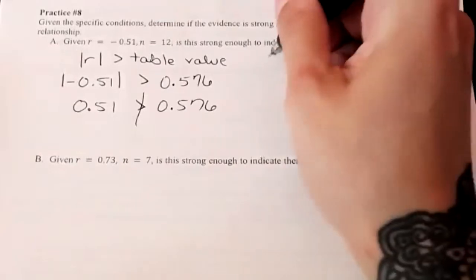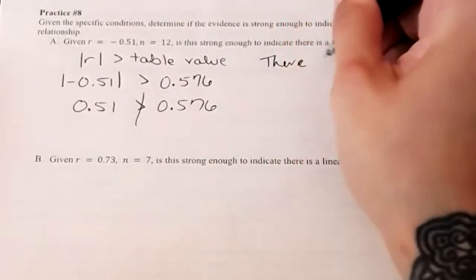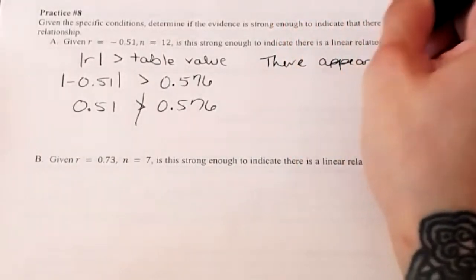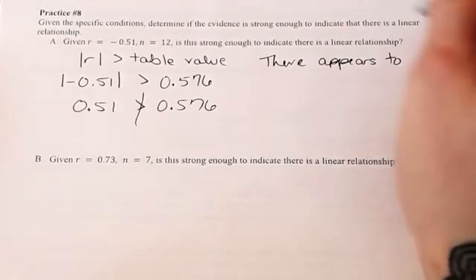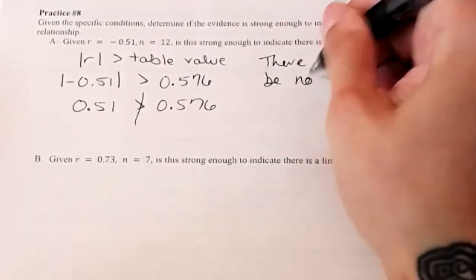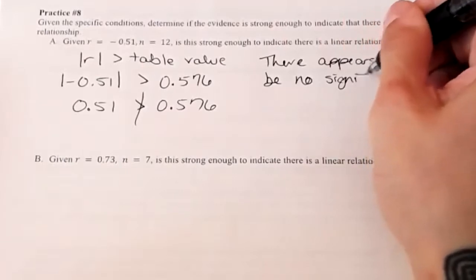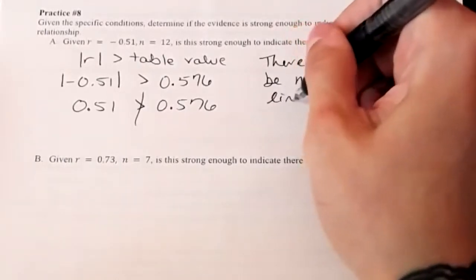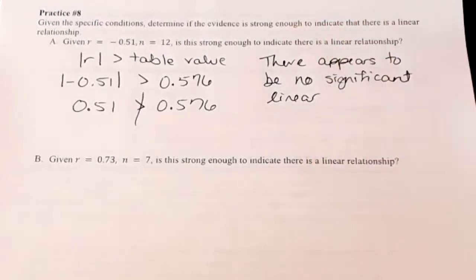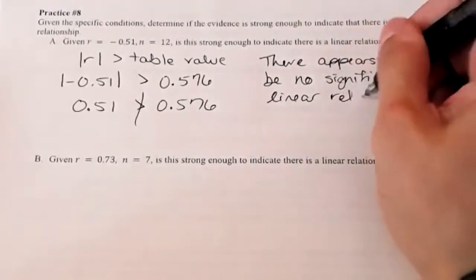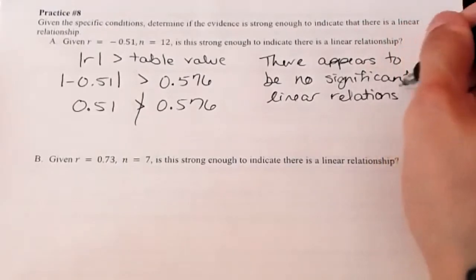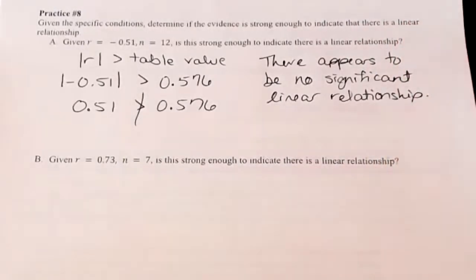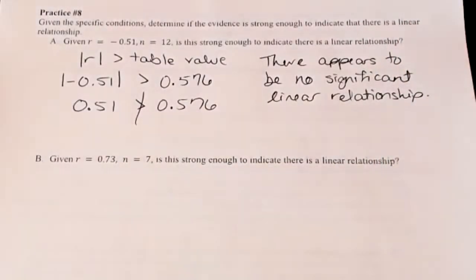So we're going to say there appears to be no significant linear correlation, relationship. We can write relationship just to use the terminology from the question. Good, done. That's pretty much it. Let's do the second one.